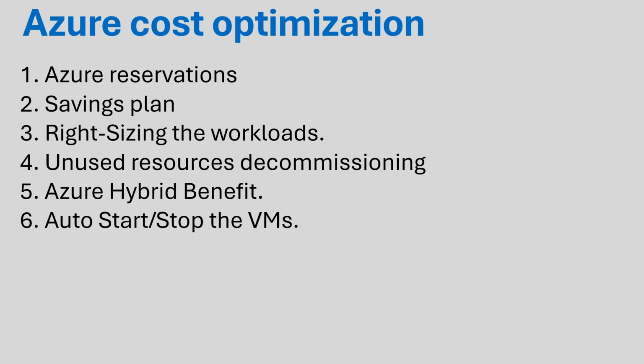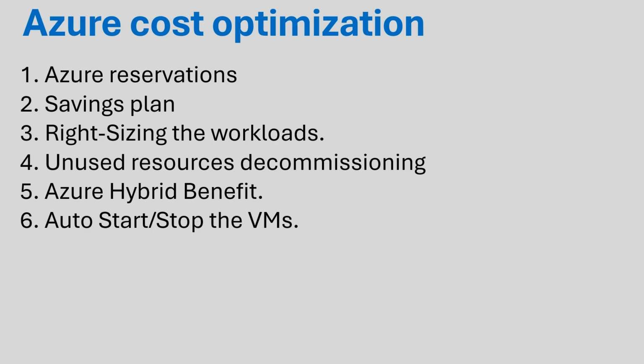The next option is unused resources decommissioning. When we create services in Azure, we often forget to decommission those unused resources. So it is highly recommended to view all the resources which are unused or orphaned, and then process them based on the existing organization processes. If you decommission them, it will help you reduce the cost of resources which are not in use. And the next option we have is Azure Hybrid Benefit.